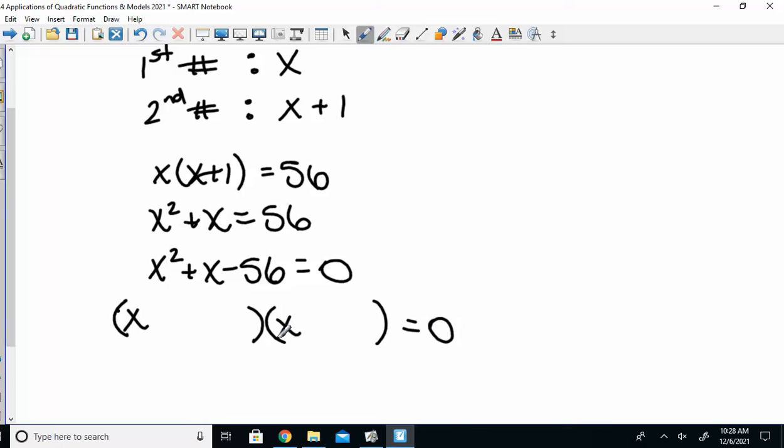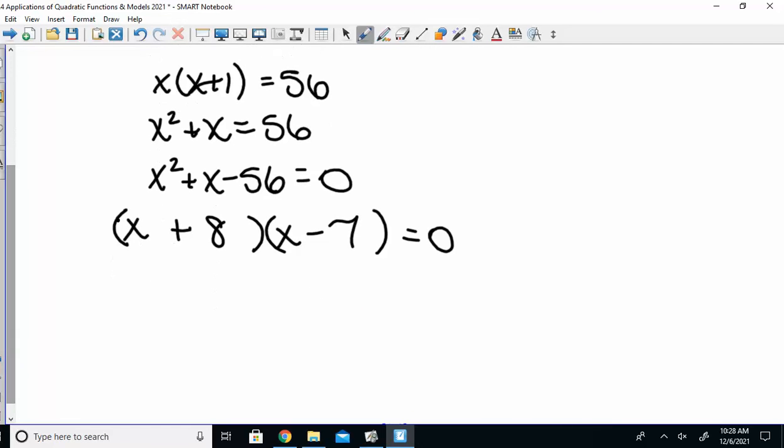So x squared plus x minus 56. What multiplies to negative 56 and adds to positive 1? Positive 8 and negative 7. So if we set this equal to 0, we get x equals negative 8 and positive 7. Does that mean my two numbers are negative 8 and positive 7?